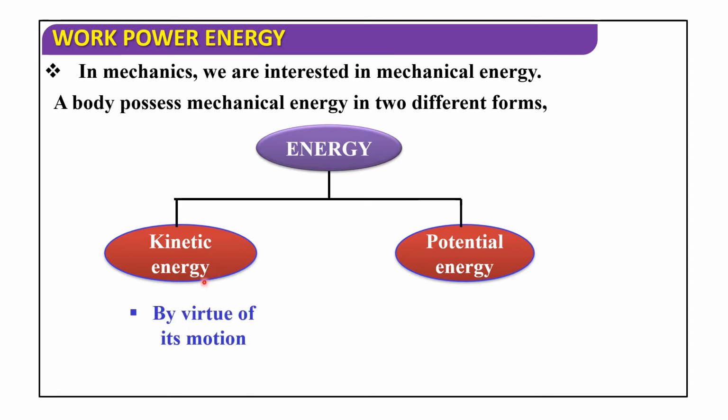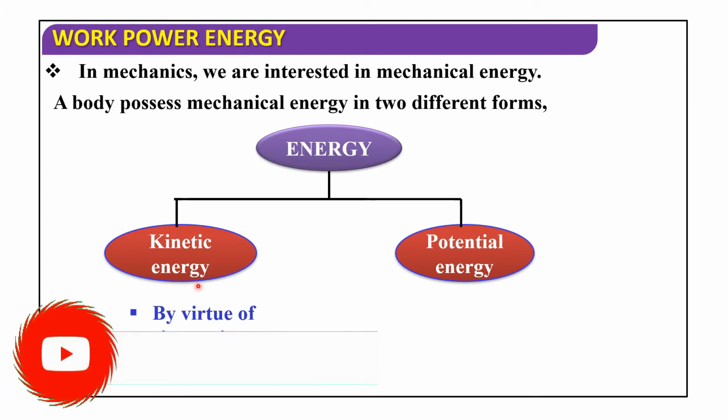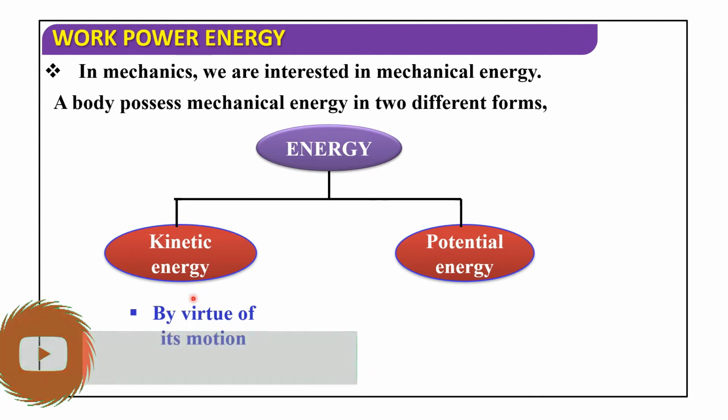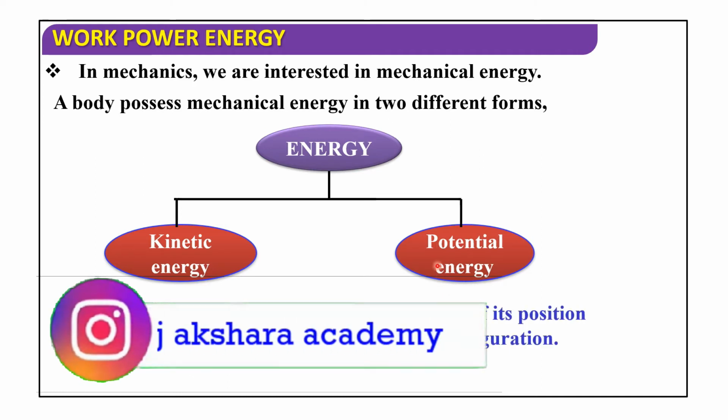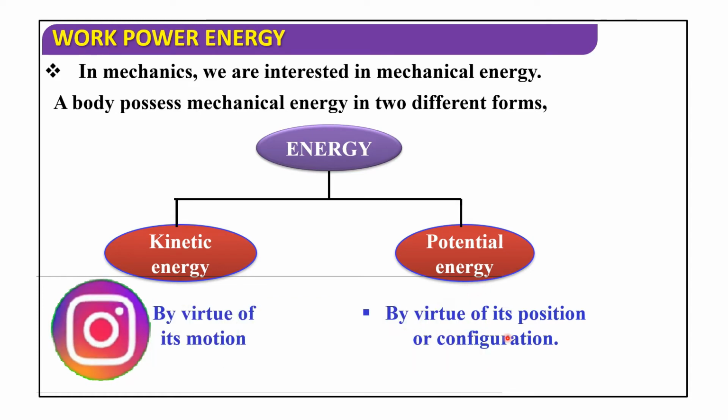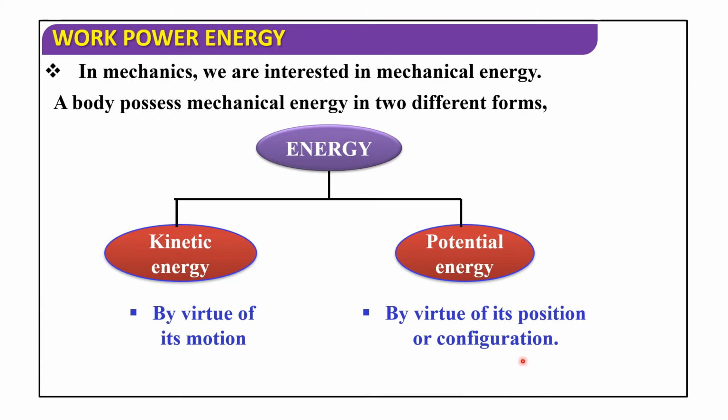Kinetic energy is the energy possessed by a body by virtue of its motion. Next, potential energy. Potential energy is the energy possessed by a body by virtue of its position or configuration. In kinetic energy, motion. In potential energy, position or configuration.